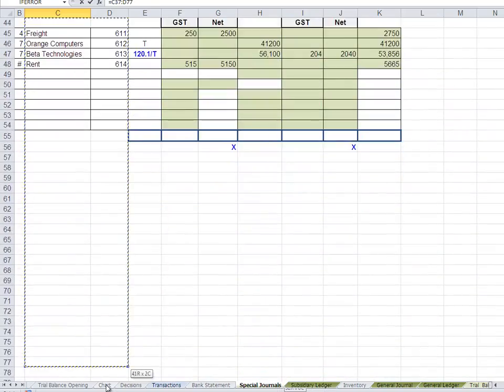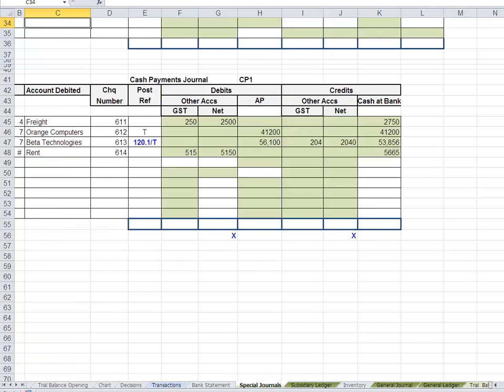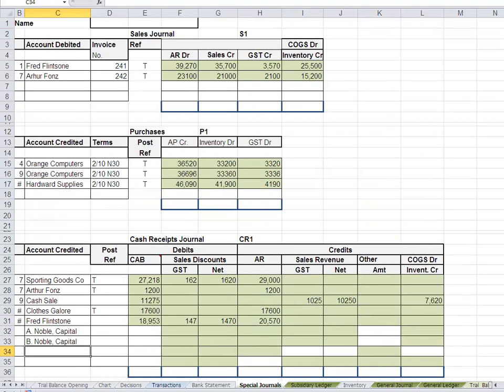If I can get to the chart of accounts. Now how much? It was $15,000 each, so cash at bank will be 15,000, 15,000, and the other side of the journal will be other accounts, and these we'll have to post straight to the general ledger from here.